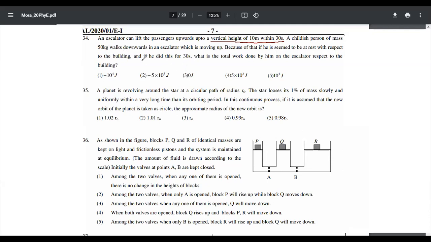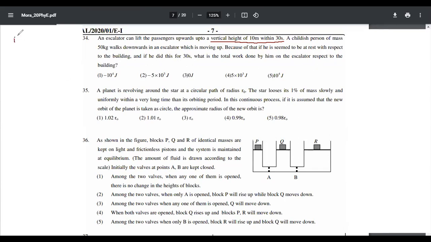Now, you might have noticed it. Escalator is supposed to take him up, but if you walk against it, you will not go anywhere. You will be at the same point. No? And if he did this for 30 seconds, what is the total work done by him on the escalator with respect to the building? Right.